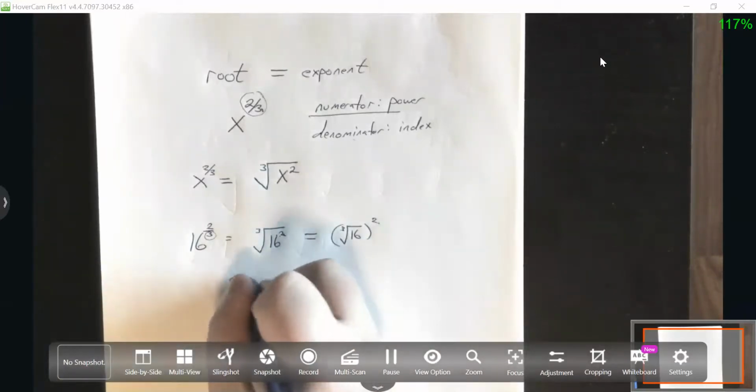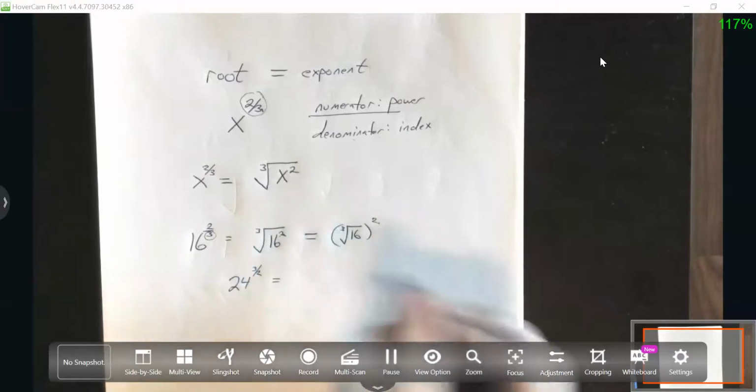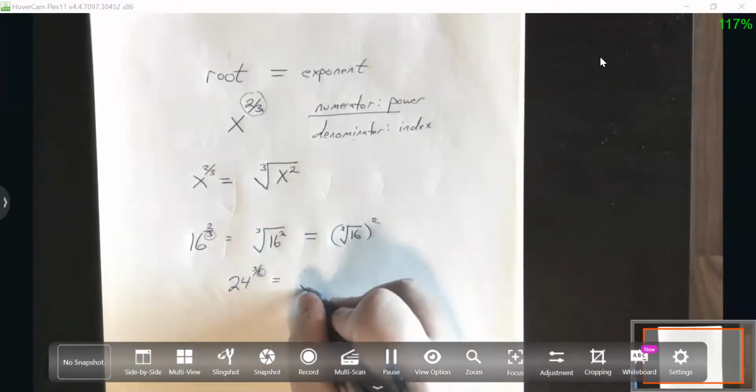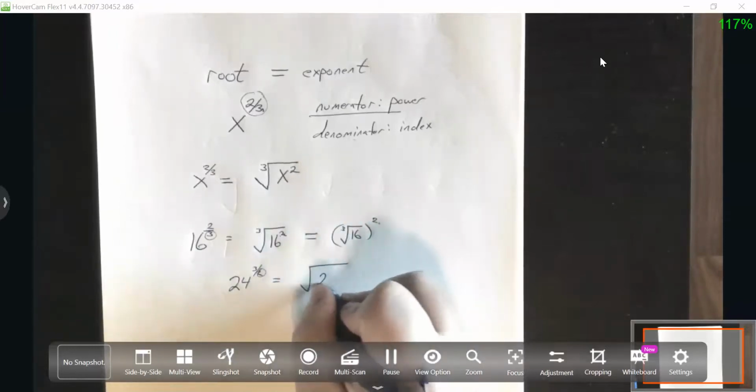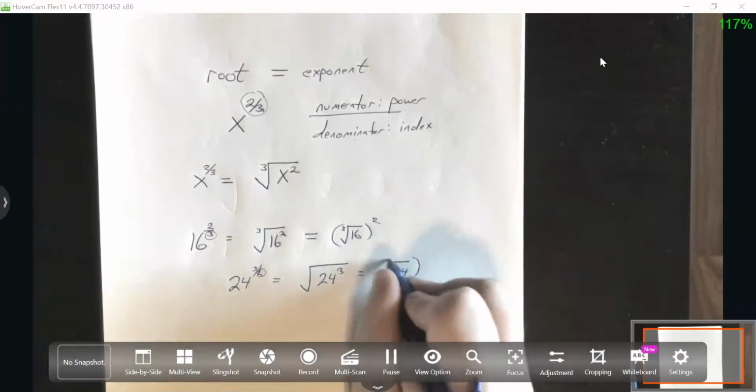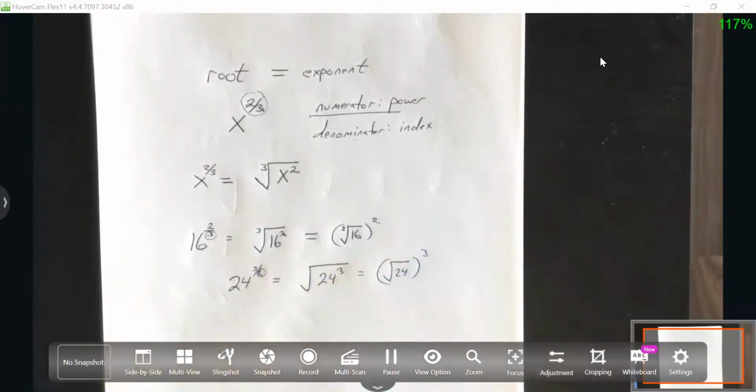Same thing if we had 24 to the 3/2. All right, the 2 tells us the denominator is the index, so it's a square root of 24 cubed, or we could write it as the square root of 24 and then cubed. Again, it means the same thing. Use whichever one will actually work out and help you better as you try to reduce something.